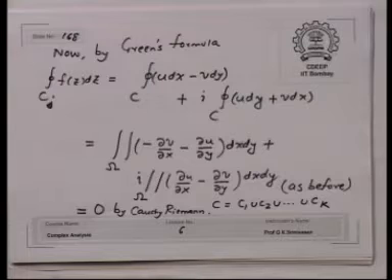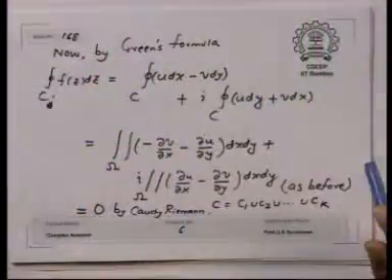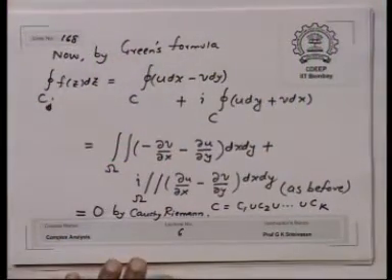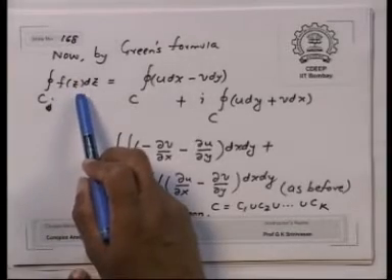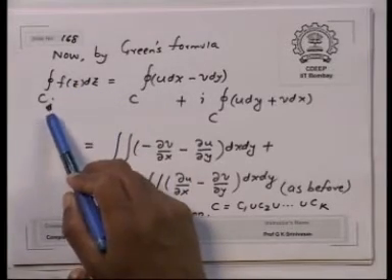What is the meaning of saying the integral of f(z) dz over C is 0? Does it mean that the integral of f(z) dz over each of the Cj's is 0? No. So what do we get now? We are saying the integral of f(z) dz over C equals 0.